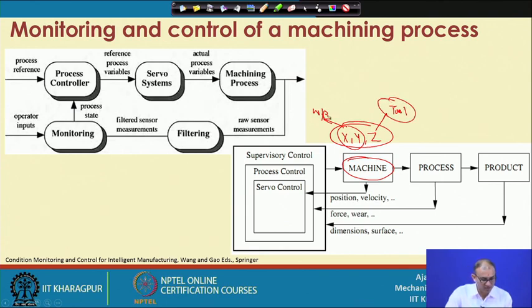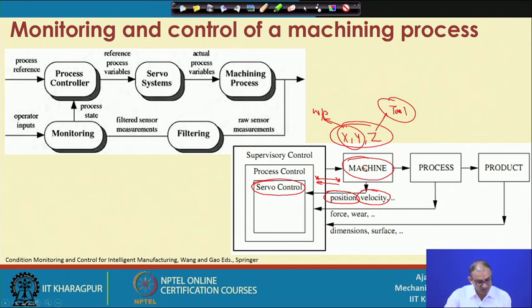So, by moving all 3 axes, you do a cutting operation. When you do movement, these 2 things come into the picture: the position and the velocity. What is the initial position and where you are going is one thing, and how fast you are going is the other. Those are related to position and velocity, and that is done by the servo control.